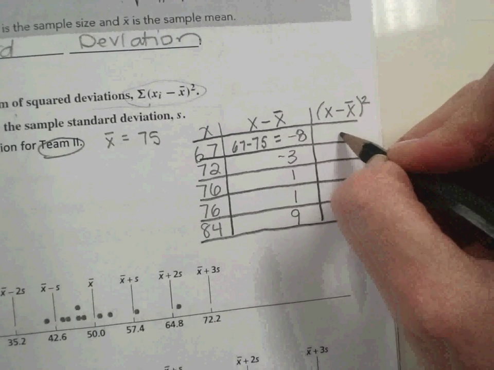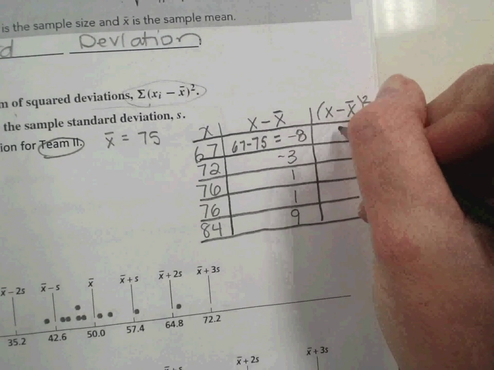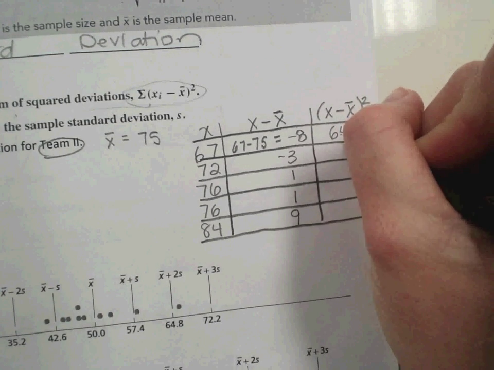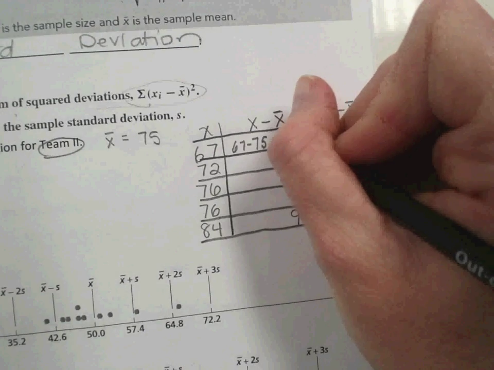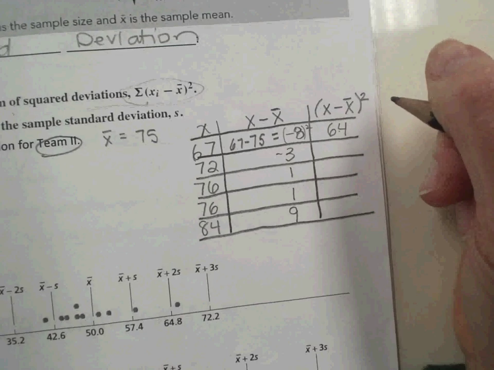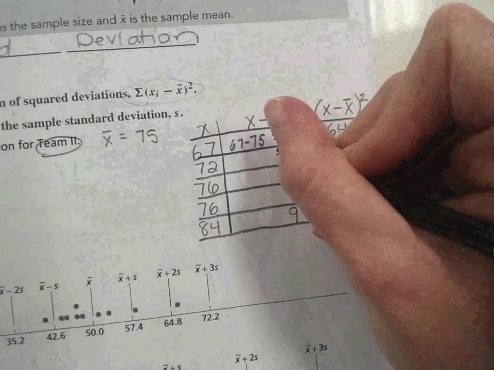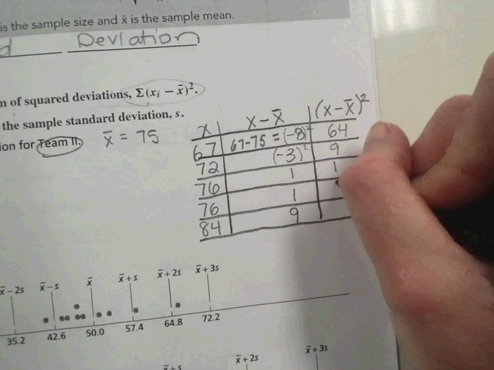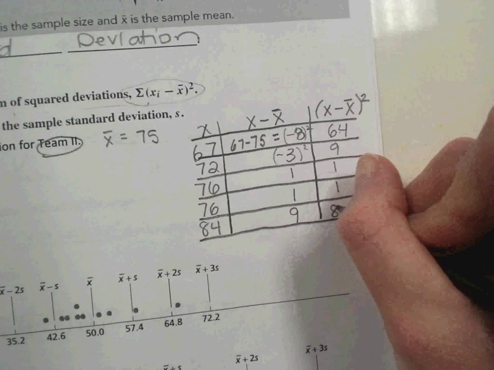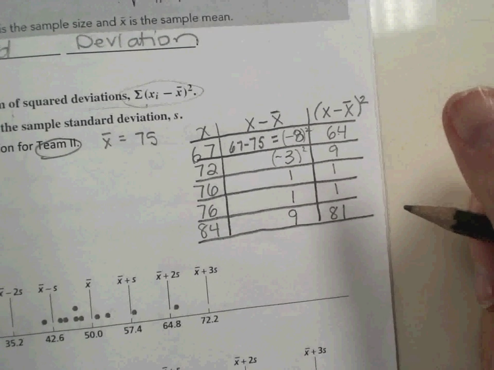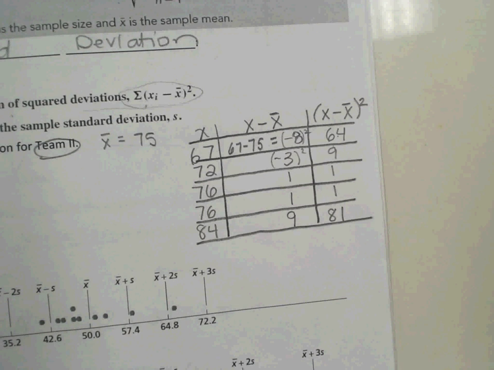Then we square each one. So -8 squared is 64. It should always be a positive number. When you're entering it in your calculator, you need to put it in parentheses before you square it to make sure that you get the accurate answer when there's a negative value. So 9, 1, 1, and 81. Table done. Step 2, check.